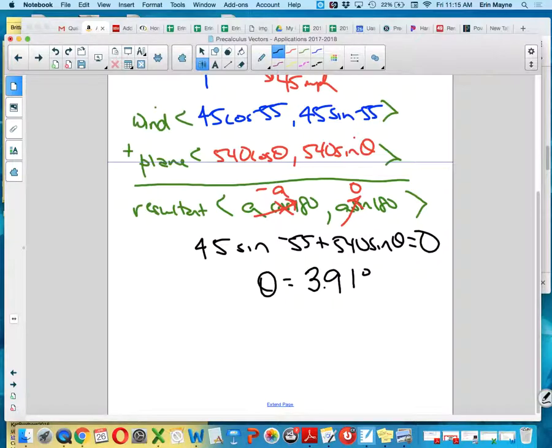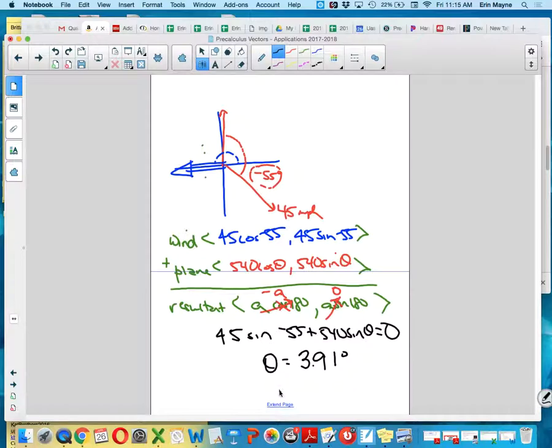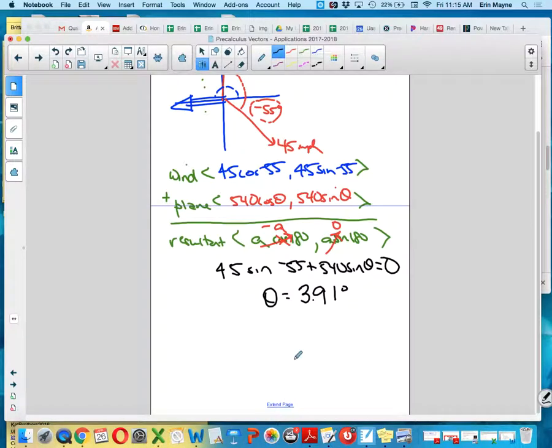So let's clarify a couple things. I need you to zip it and listen. I need to know mathematically what's happening here. 45 sine of 55 actually has a value. What is its value? What did you say, Corey? Negative 36.8. Okay, so here's the deal.